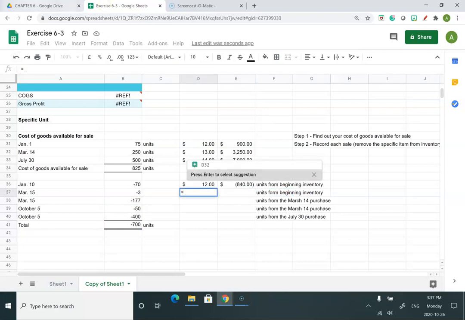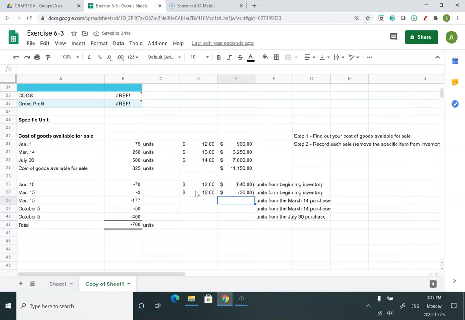Okay, so March 15th, 3 from beginning inventory. So I'm going to use the price of $12 per unit again. And then I'm just going to multiply 3 times 12. Then the 177 is from the March 14th purchases. So the purchase price on March 14th was 13 per unit. And instead of typing the formula in all the time, you can actually just drag. If you go to the box at the bottom and it does a thin plus, just drag that down and it'll do the formula for us, so you don't have to keep typing it in. But again, it's 177 times 13.